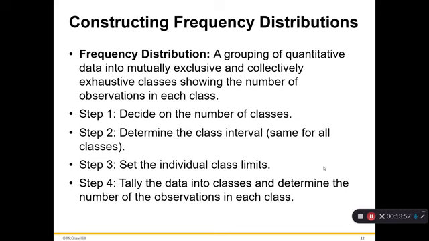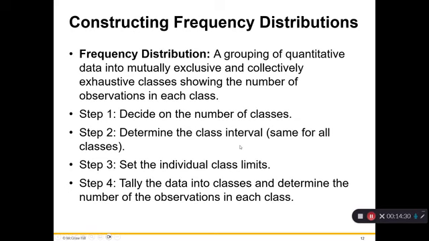So how to construct frequency distributions? First of all, you need to group quantitative data into mutually exclusive and collectively exhaustive classes. We will follow a step-by-step procedure. Number one is decide the number of classes. We need to find the number of classes first. Then we need to find the class interval.